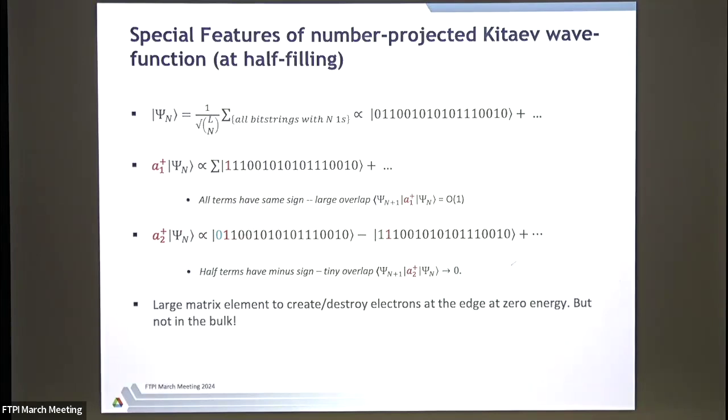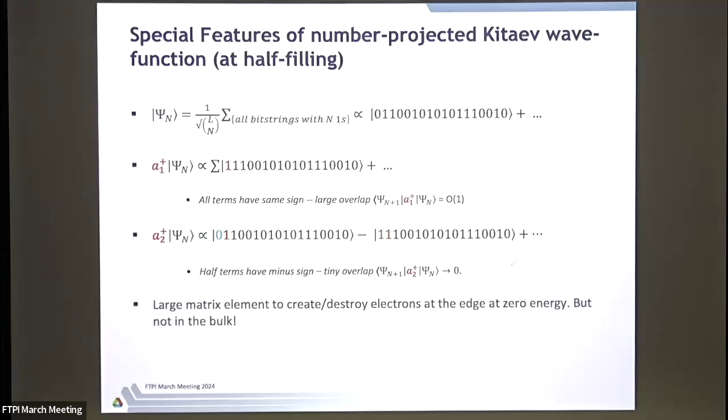Okay, so it's as if we really have a situation where there is a bulk gap for single particle excitations, but at the edges it's free. So we don't need this huge macroscopic superposition of different number states in order to get this physics.